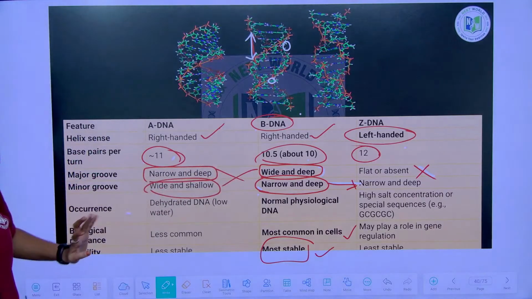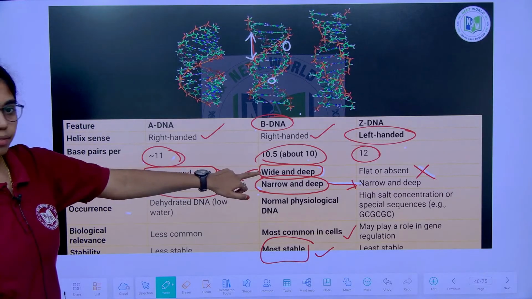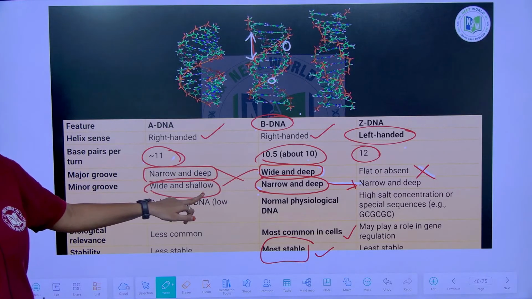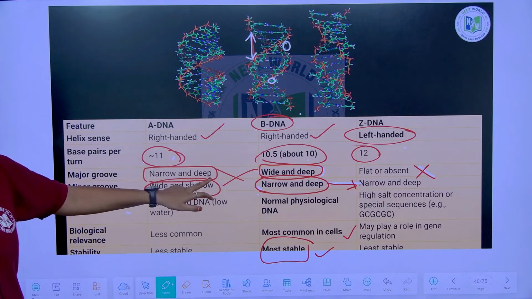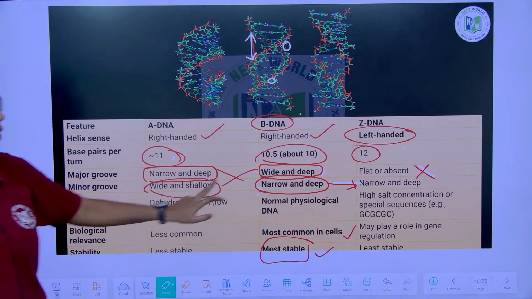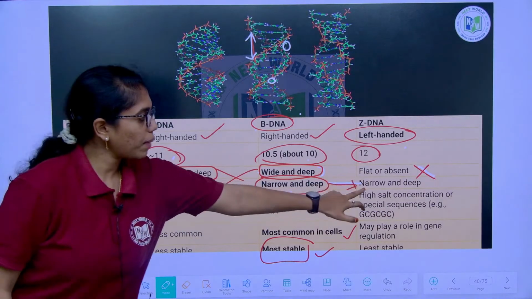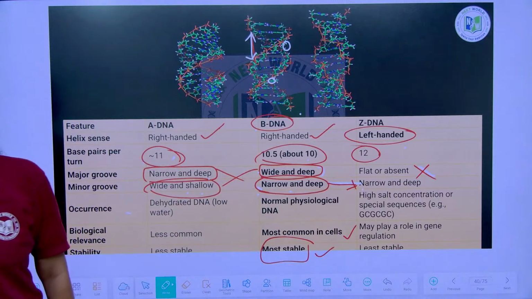Major and minor grooves you observe. Major groove is wide and deep. Here it is wide and shallow. Minor groove, sorry, here it is narrow and deep. Minor groove wide and shallow. Here it is narrow and deep. Same as that of B DNA. That's all. Okay. Clear to remember, right?